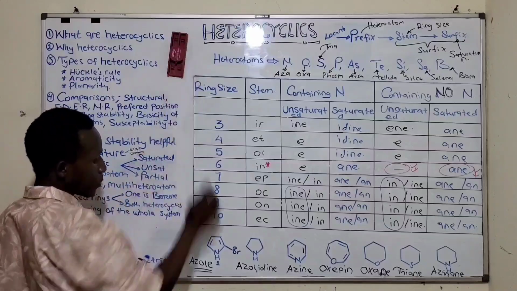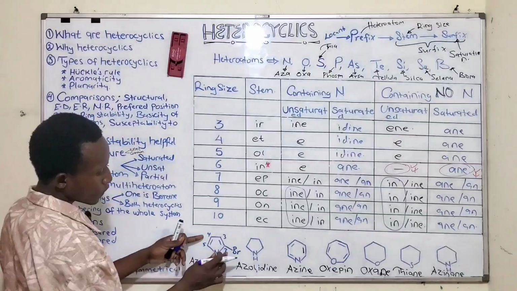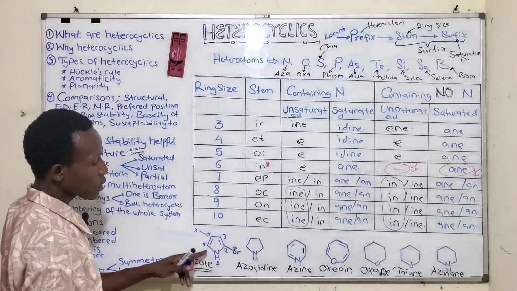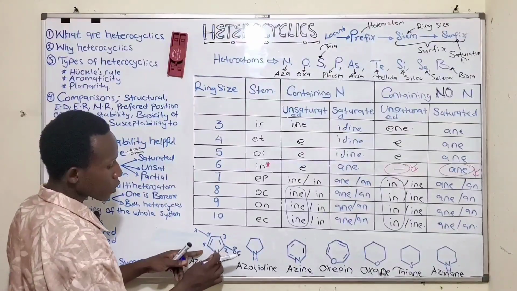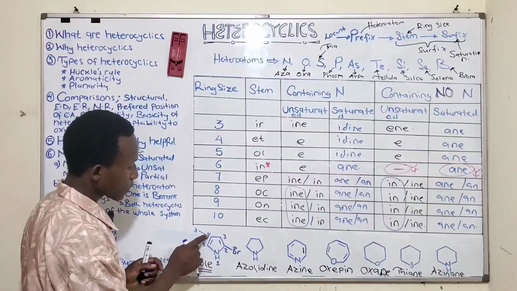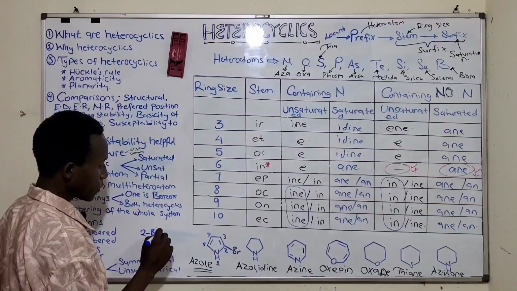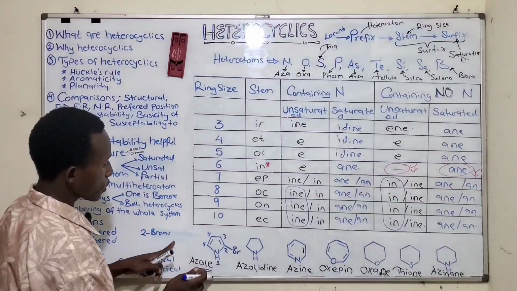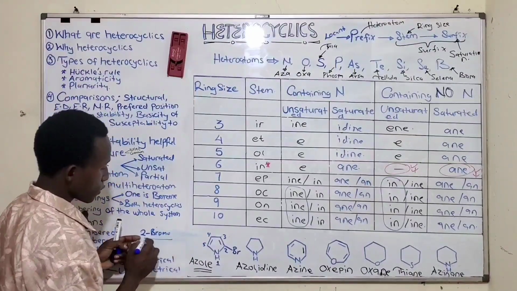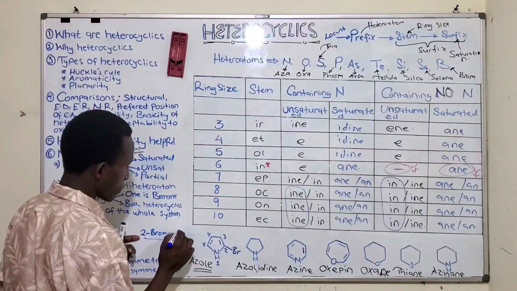Now this one will be position 1. This will be 2, 3, 4, 5. If the bromine was here, this one will be position 1, this one 2, this one 3, not 1, 2, 3, 4. You give it the lowest possible locant. So this one will be 2-bromo. Then you put this, 2-bromoazole, and you put a hyphen, 2-bromoazole.